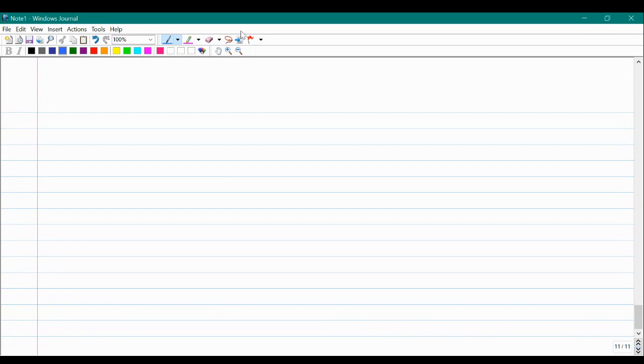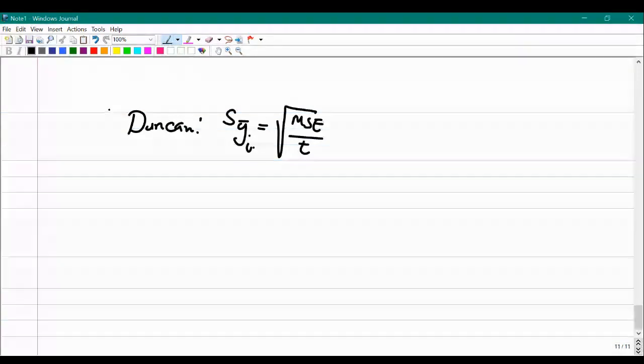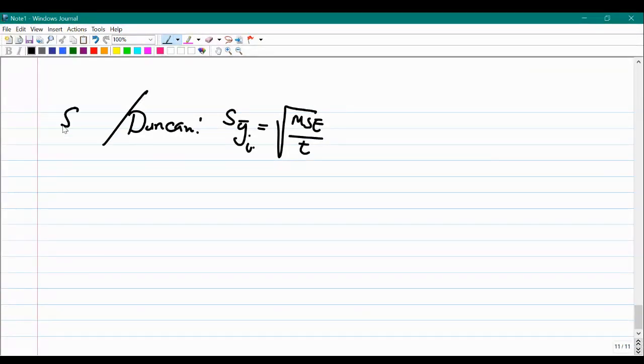I know tomorrow you want to invest it to prepare for sampling. Duncan, the only difference is when coming to the standard error. It's given by the square root of MSE over t. So when you want to use Duncan or Student Newman Keuls in a case where you want to do pairwise comparison, the other steps are the same, except when you get to the standard error.